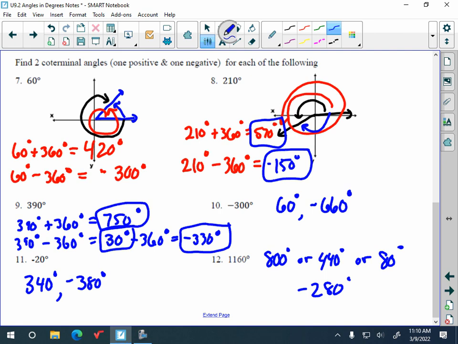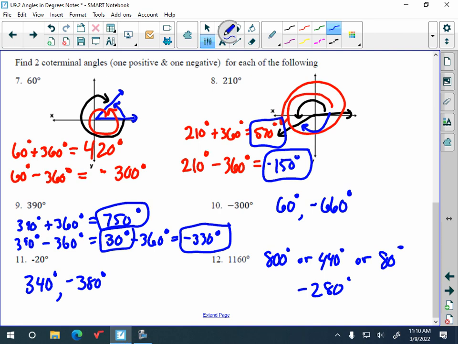So for 12, because 1160 is a really big angle, subtracting 360 off is going to get you at 800. That's a positive one, and you can give that answer. You can subtract off another 360. That would get you at 440. That's still positive. You could give that answer. Subtracting another 360 is going to get you at 80. That's still positive. You can give this answer. All right. So you can give any one of those three as your positive one.